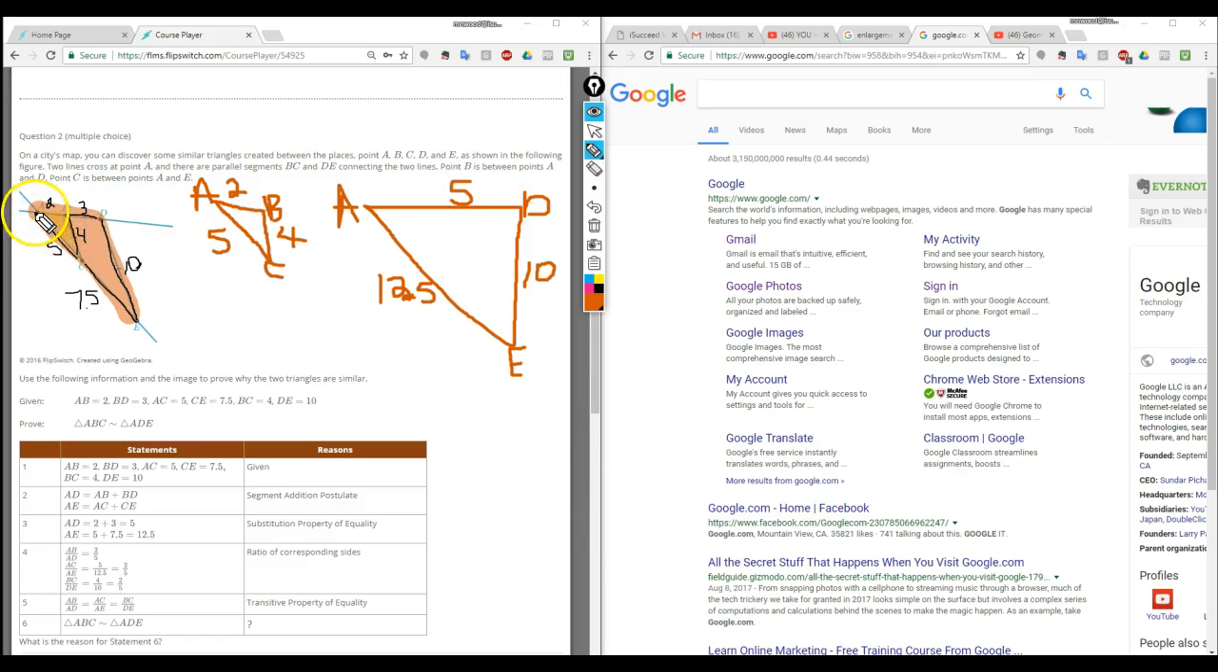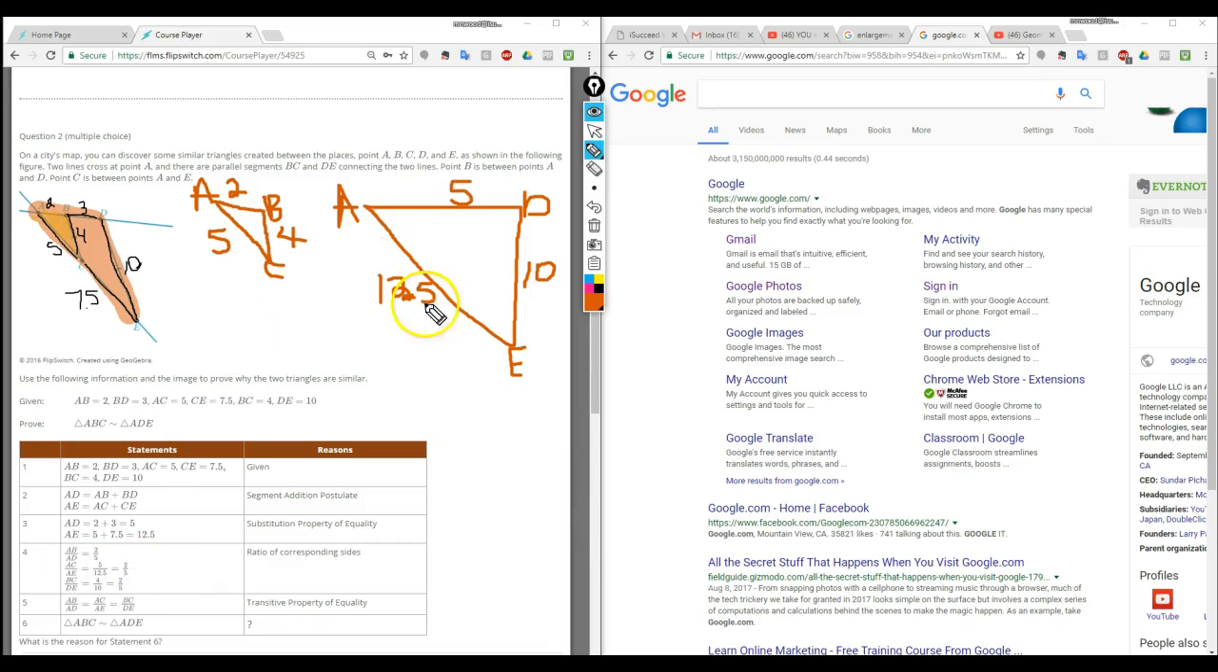And they're also saying that AE's total length is equal to the length of AC and the length of CE. And that's what we did. We added them together, 5 and 7.5, to result in 12.5. And the reason we can do that is by segment addition postulate. And then they substituted the lengths in and simplified.